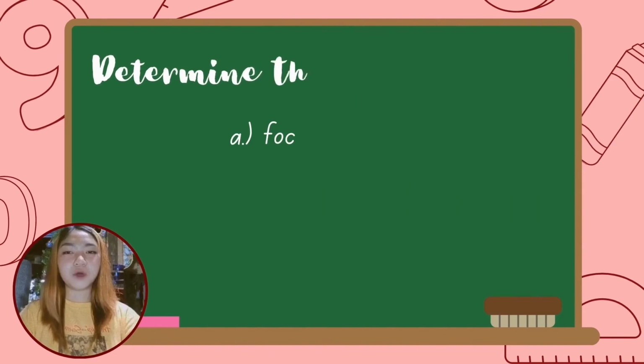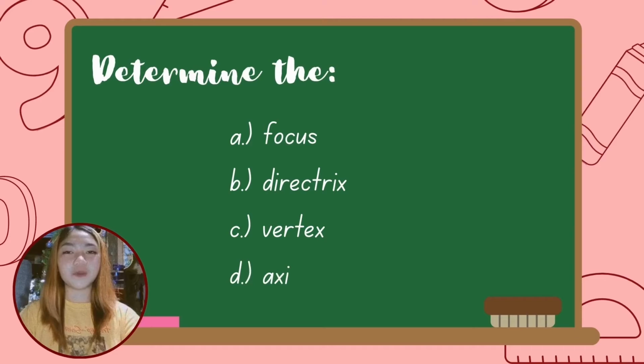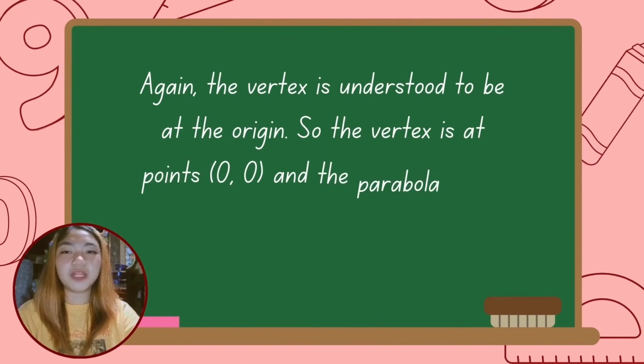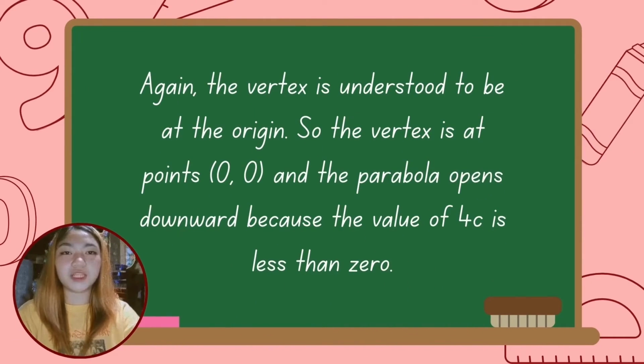Let's have another example regarding this section. Determine the focus and directrix of the parabola with the given equation and indicate the focus, directrix, vertex, and axis of symmetry. Example number 2. X squared equals negative 6y. This example doesn't need further explanation because it is still somewhat the same as what we had earlier. Again, the vertex is understood to be at the origin. So the vertex is at points 0 and 0.